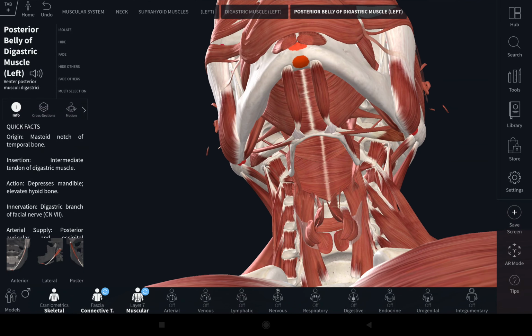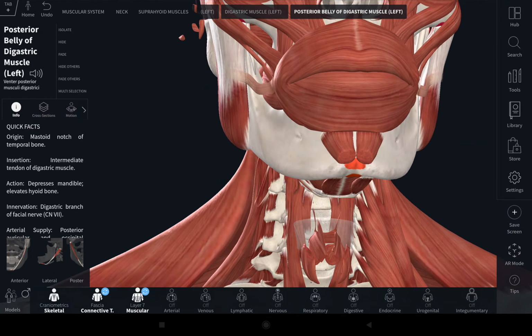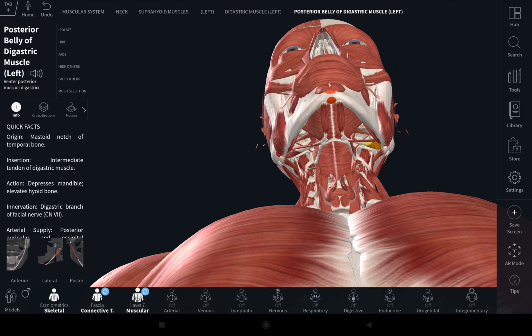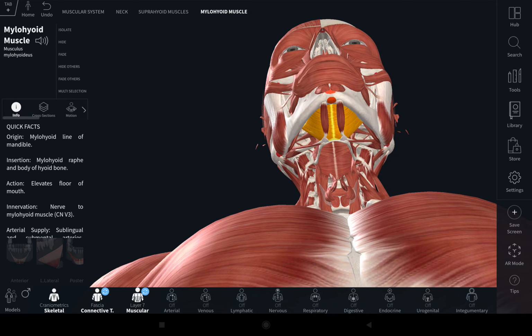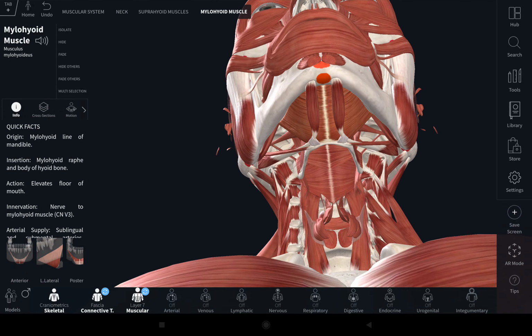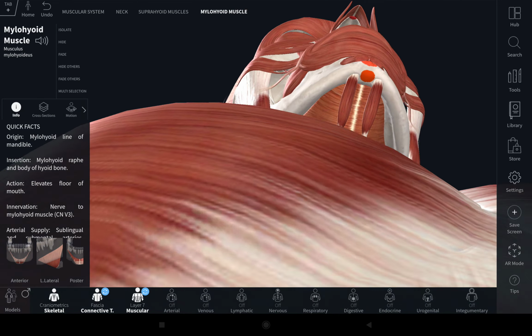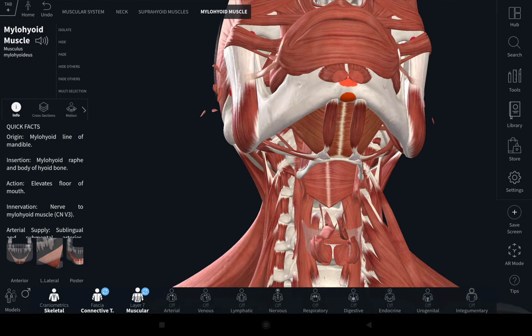There is another muscle below your jaw, the mylohyoid muscle. This is the mylohyoid muscle. Look carefully. This is the mylohyoid muscle.